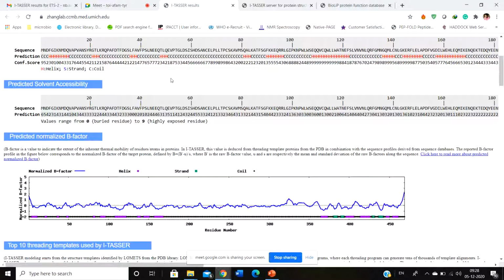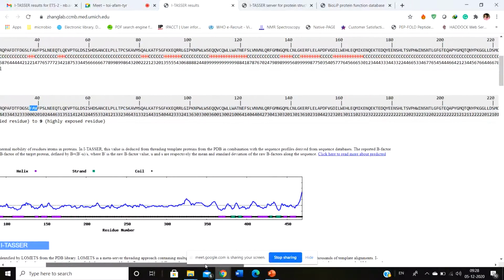So they also predict the solvent accessibility, and the higher your score towards 9, the more exposed the residue is. For example, this methionine has a value of 6. That means it is pretty exposed. But if you come to this serine, it's 0. This phenylalanine, it's 0. This valine, it's 2. That means they are not exposed at all. They are mostly buried inside.